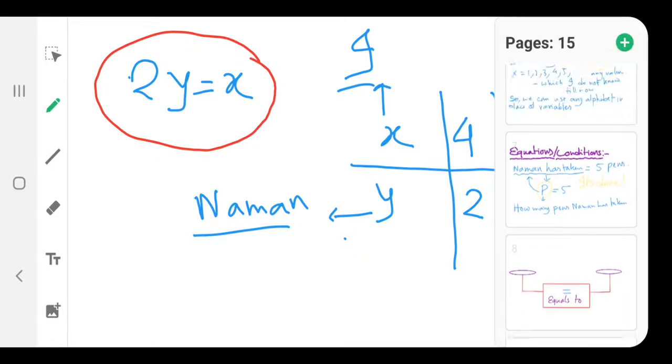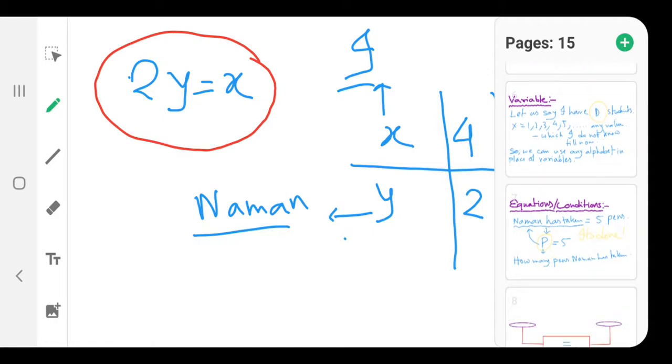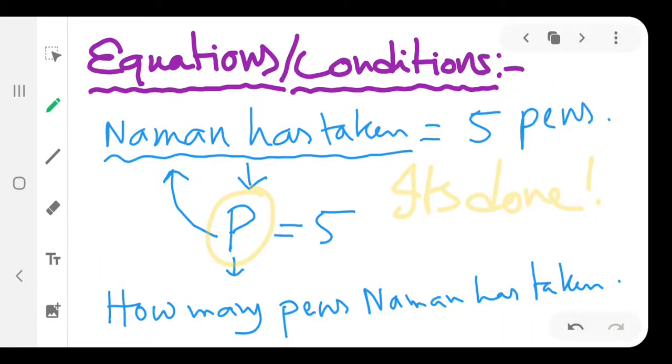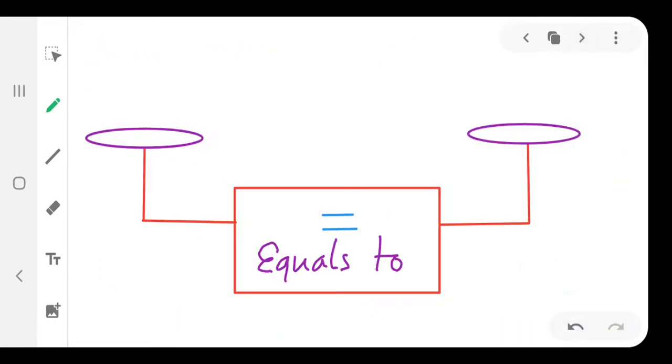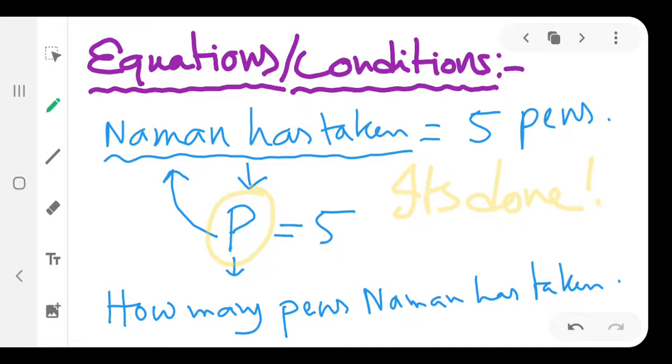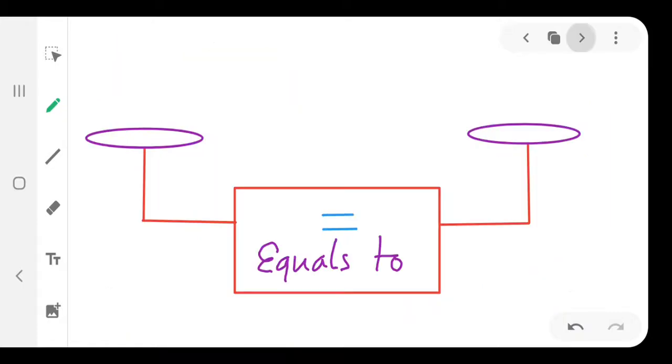So let us go back and understand more things about it. These things are called conditions or equations. So how are we going to make an equation or condition? Using variables. And we have to read the question very carefully to see what the condition is. So this whole equation is like a balancing machine, a balance machine, right?